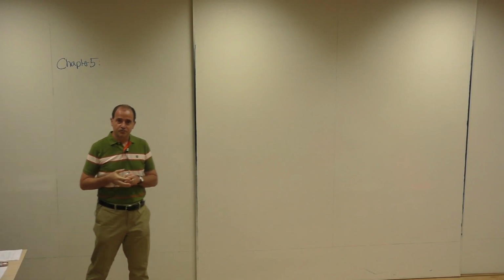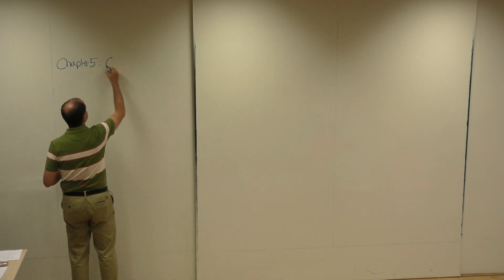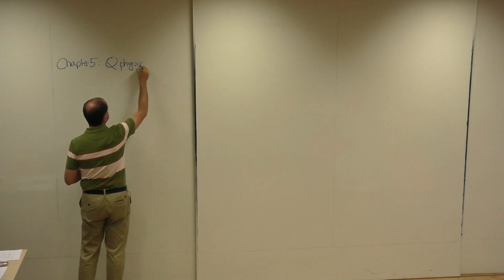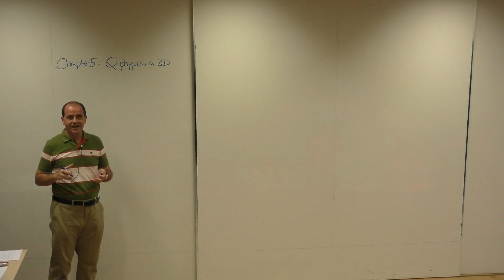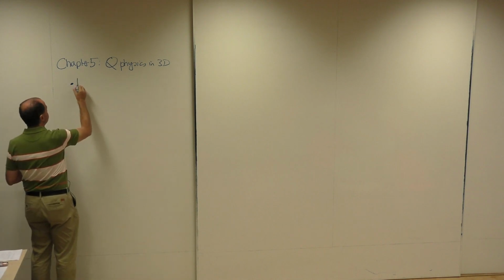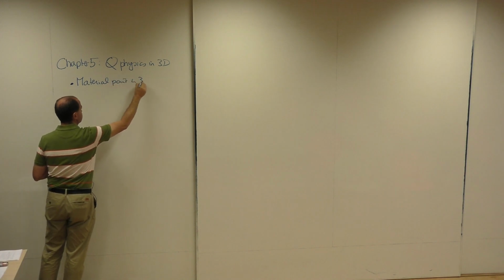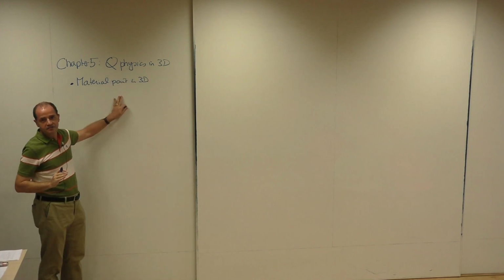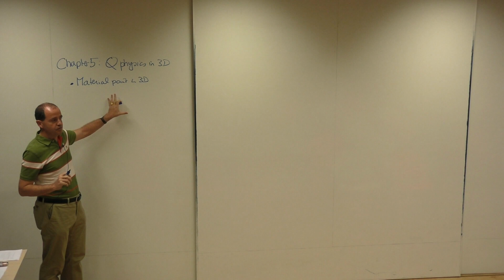So welcome to the last chapter of this course, chapter 5, which is titled Quantum Physics in 3D. There are essentially three main items on the menu. One is the description of a material point in 3D. We are going to see that this is essentially what you expect, the obvious extension of the theory of a material point in 1D to 3D. So that's not particularly difficult.